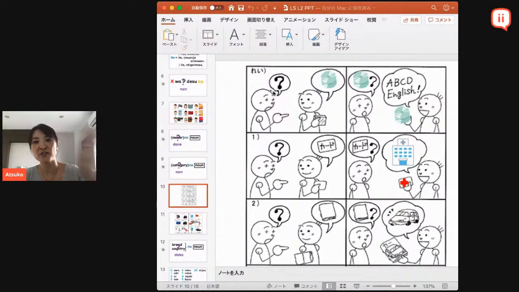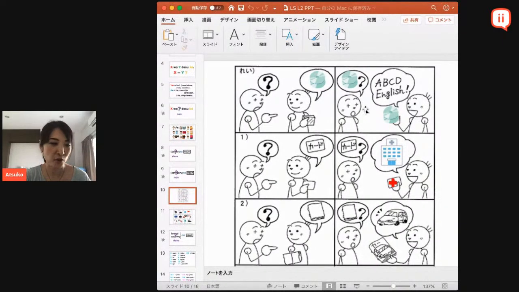Okay, let's practice conversation, a little longer conversation. Right, look at this. The person A on the left side is asking, what's that? The object is your side. So, それ. What's that? それは何ですか？Do you remember the question word? それは何ですか？And the answer is, CD です。The next question. Answer is ABCD English. So question is, 何の CD ですか？And answer is, 英語の CD です。Okay.